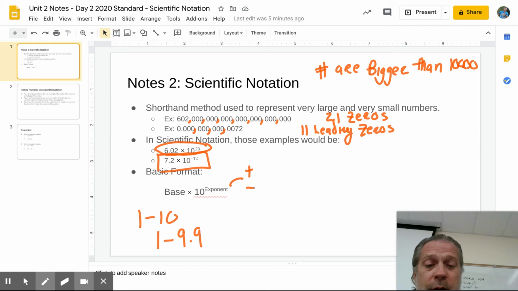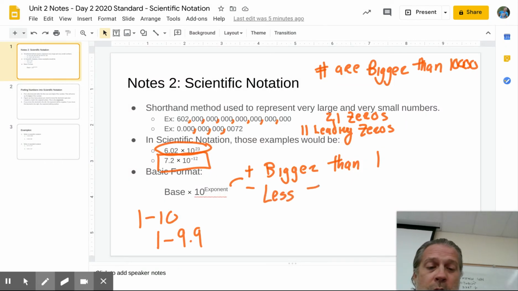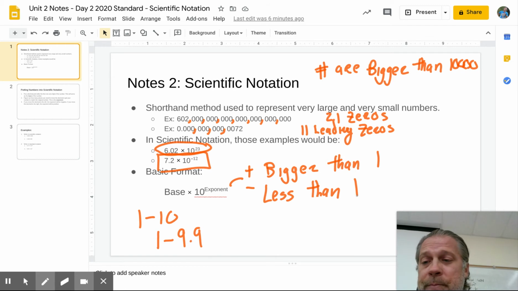The exponent can be positive or it can be negative. The positive exponent tells me that my number is bigger than 1. And the negative exponent tells me that my number in scientific notation is smaller than 1. And that's really all that this is telling us. And then the exponent also tells us the number of places to move the decimal, which we'll talk about in a second. So moving on to the next slide.